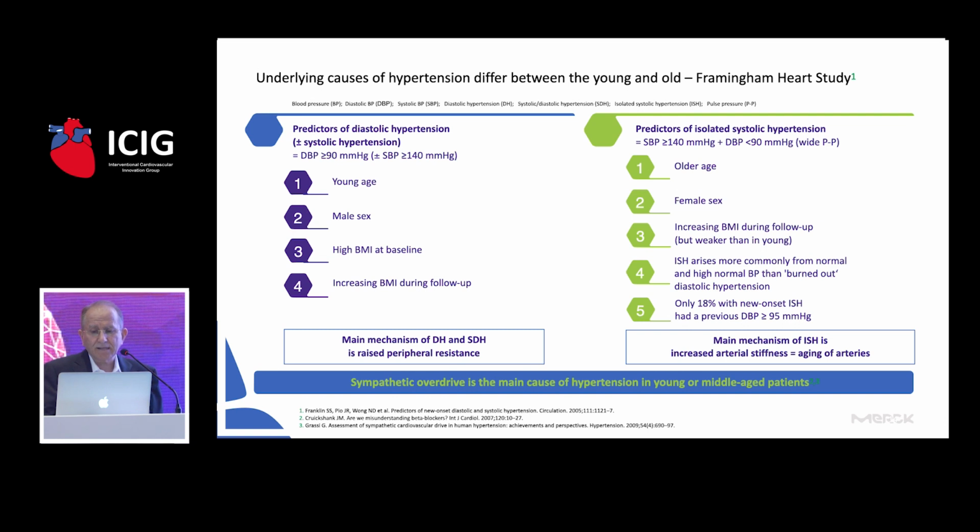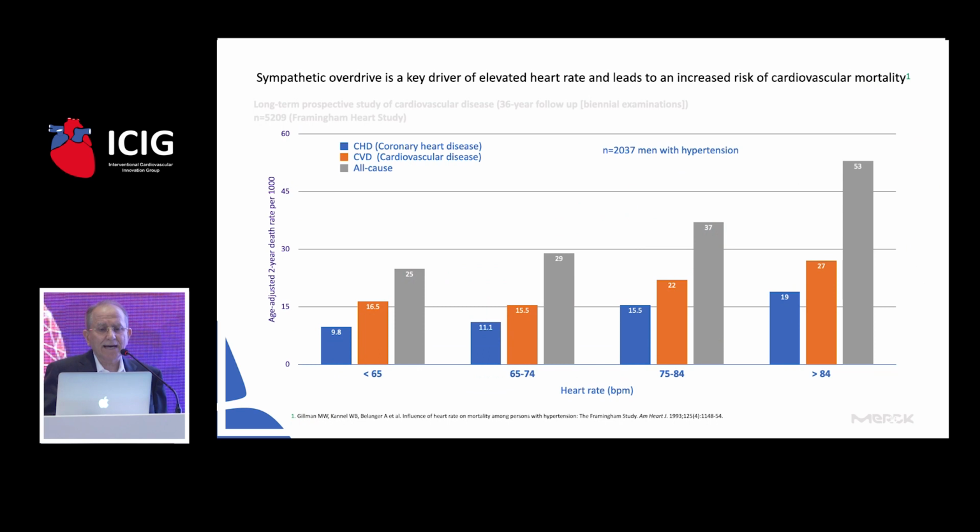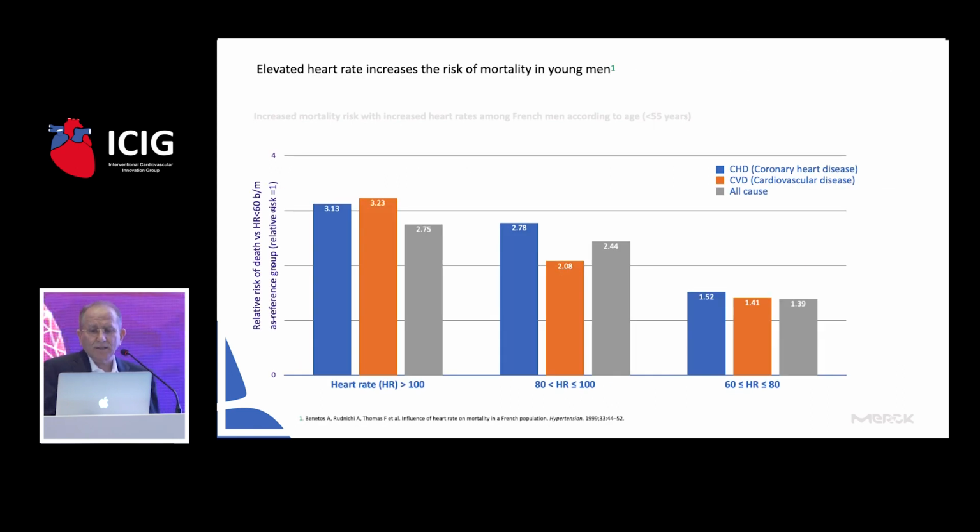You could see that as the heart rate increases, there is an increase in coronary heart disease as well as cardiovascular disease mortality as a function of increasing heart rate. And this is out of the Framingham Heart Study. And out of a French study, again, it showed that elevated heart rate increases the risk of mortality in young men. If you compare a heart rate between 60 and 80 to that between 80 and 100 and more than 100, you can see that there's an increase in cardiovascular death and cardiovascular disease.